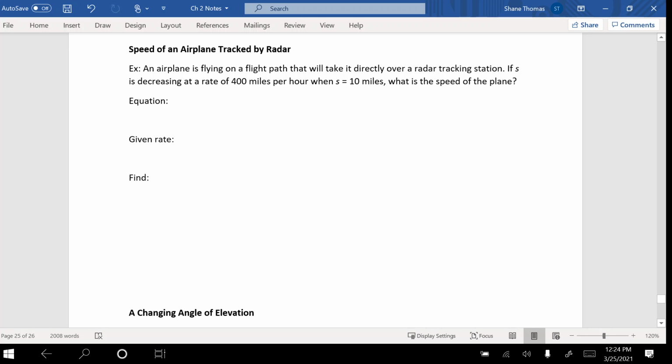Okay. So let's see. What do we know? Well, S is 10, and we have a rate there too, don't we? Yeah. So we say S is 10, and dS/dt is going to be 400 when S is 10. So we know that. Now, it's also decreasing, correct? Okay, it's decreasing at a rate, so we'll say that's negative 400.